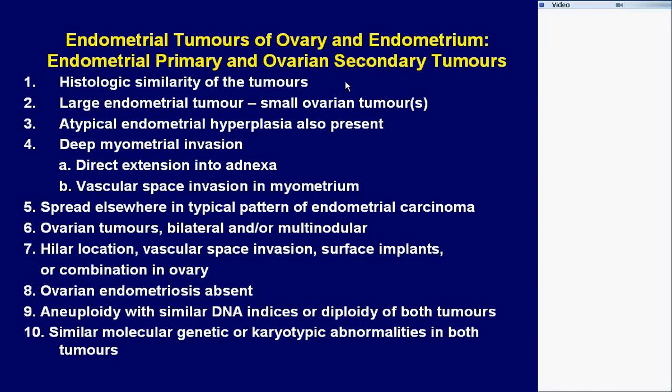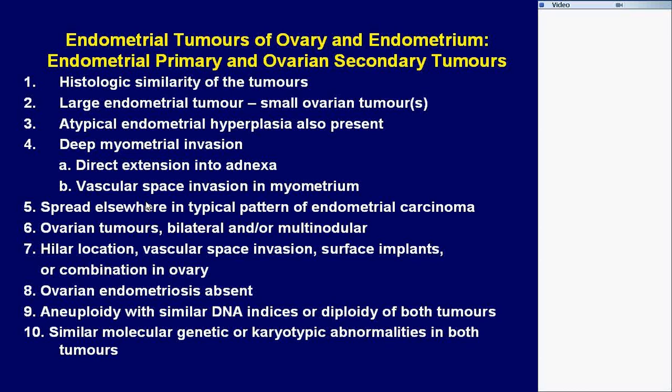Where is the tumor? Where is the bulk of the tumor? If there is a large endometrioid tumor and small ovarian primary, then most likely this is an endometrial primary. Is there deep invasion? Is there direct extension into the adnexa? Is there a lot of vascular invasion? Is there tumor elsewhere?